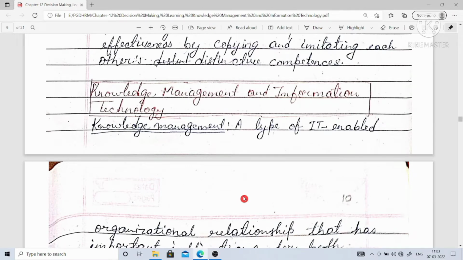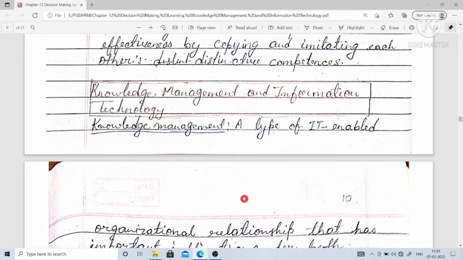In this video, I will explain knowledge management and information technology, and how they are related. What are the advantages of using information technology in managing knowledge? Step by step, I will explain in detail.